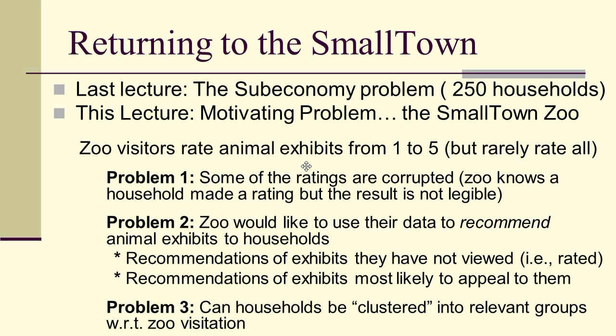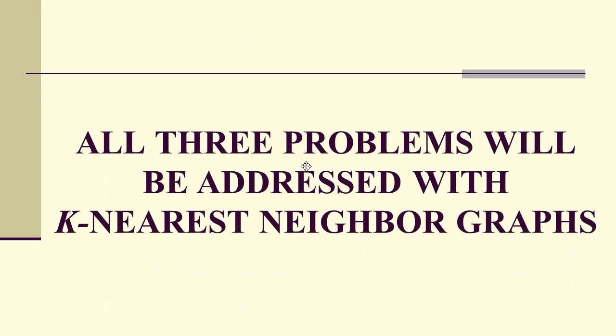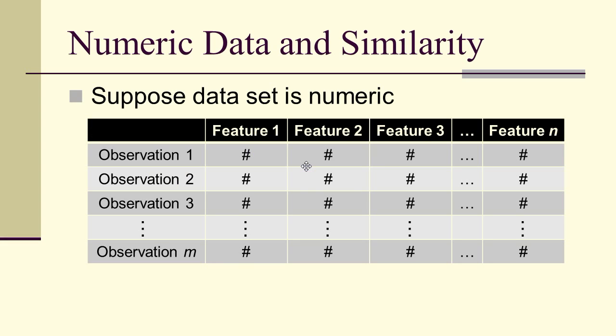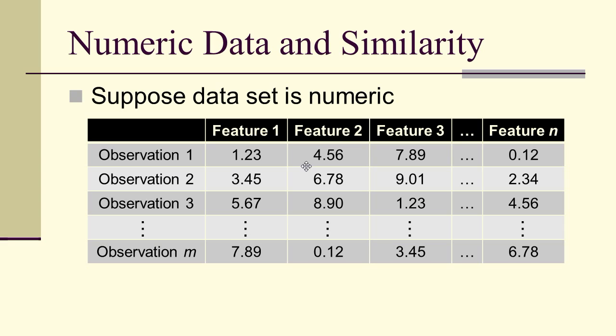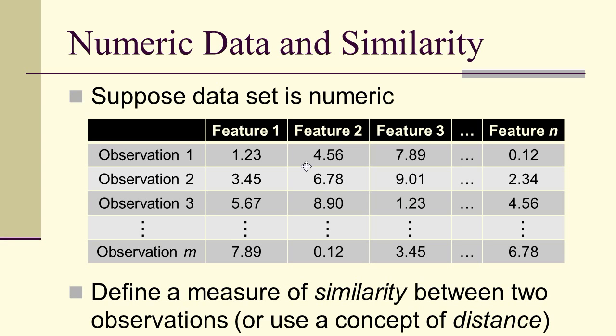And then, of course, we'll later look at this idea of, can households be clustered? And that will be for a later lecture, but is also something that we can look at. We'll look at all three, however, with k nearest neighbor graphs. So suppose we have a numeric data set. So we have numbers everywhere. And let's suppose we define a measure of similarity between two observations. Or we could use a concept of distance. We'll actually see both.